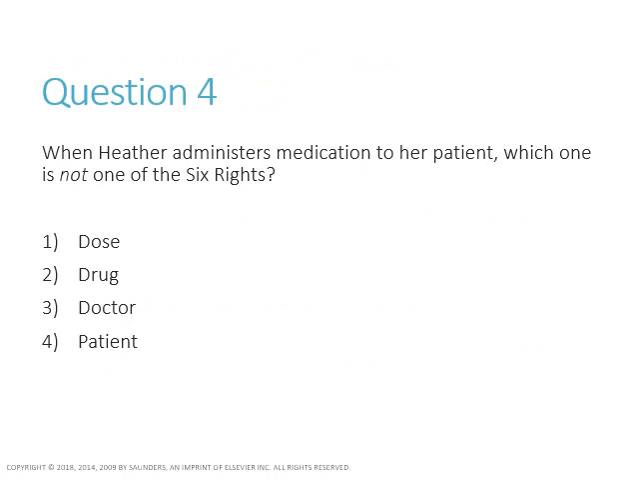When Heather administers a medication to her patient, which one is not one of the 6 rights? Dose, drug, doctor, patient. You guessed it. Number 3. Doctor is not one of the 6 rights. The 6 rights are drug, dose, route, time, patient, and documentation.